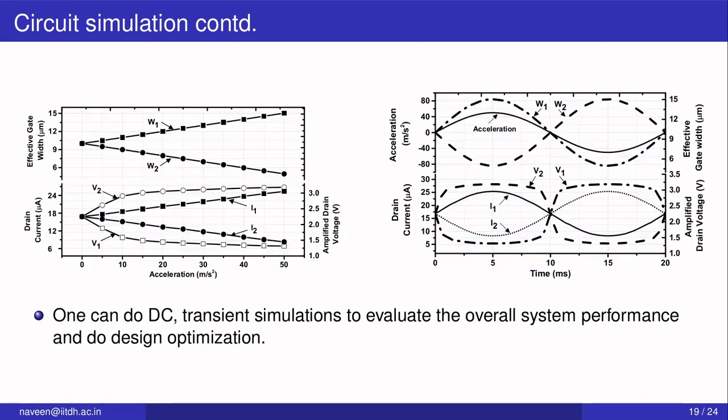So to illustrate here, this is what we have seen. Here in this case, we did a DC simulation for DC inputs of acceleration between 0 and 5G. You can actually plot the drain current, the drain voltage, and even look at what is the effective width at each of these acceleration inputs, and you can do transient simulations which will actually be able to predict the output voltage from the sensor circuit, and then do your design optimizations and go ahead and design your whole systems.